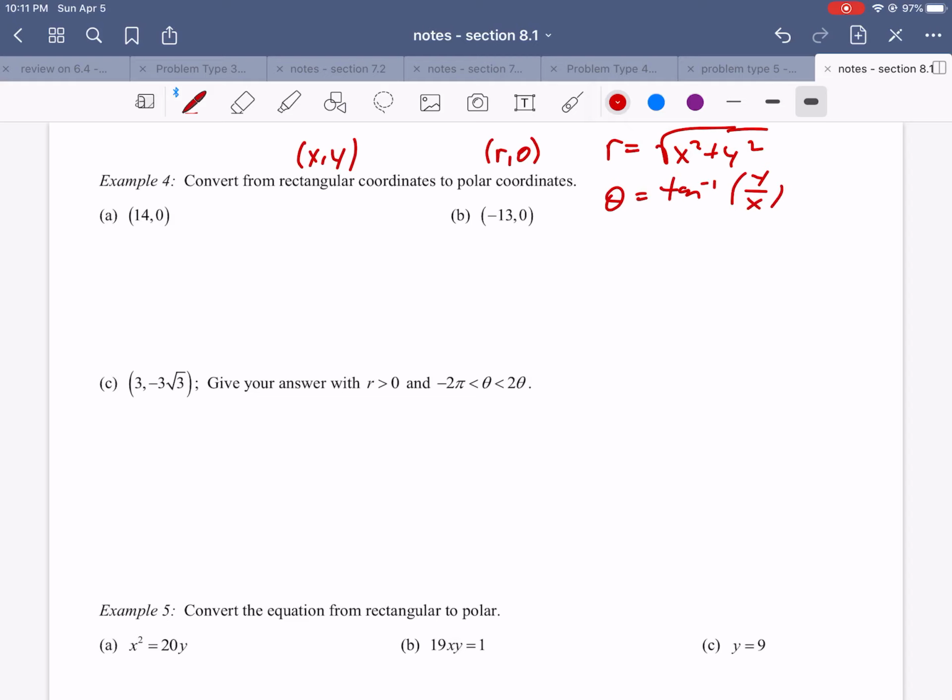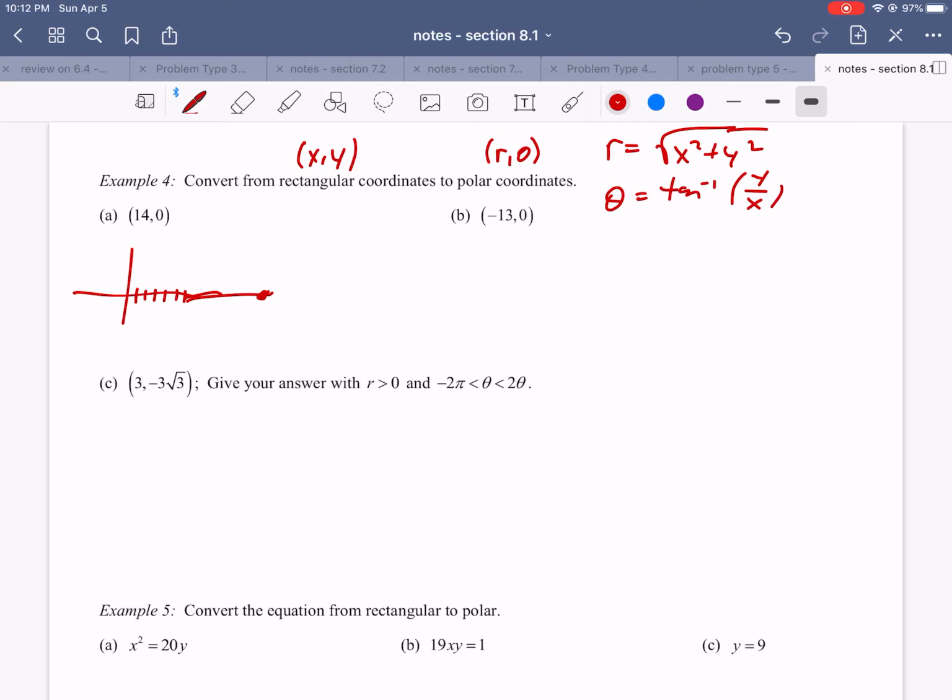Okay, so again, in some cases, it may be just easier to plot the point and then go based off of that. So convert from rectangular coordinates. If I were going to plot the point 14, 0 in rectangular coordinates, I would go 14 out on the x-axis, and I'm not going to draw 14 little tick marks, but you get the idea. And then 0 on the y-axis would give me a point there.